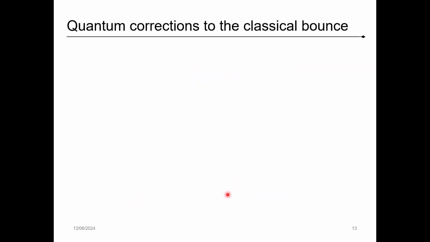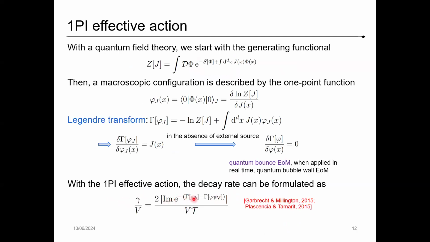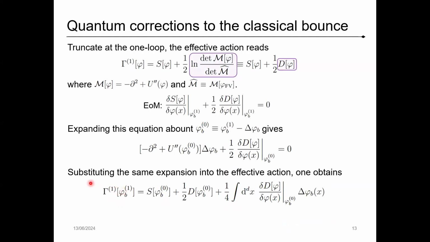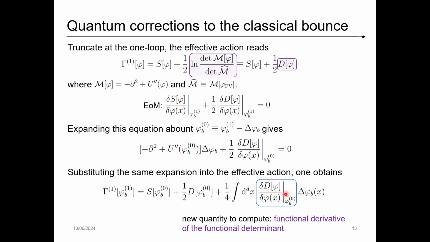So maybe I can show you. You see, this is gamma phi b. It actually gives you the decay rate. You can forget about this term, so this term can be chosen to be 0. So this will directly go to the decay rate. This means that if you calculate this quantity, you can obtain two things: one, the quantum corrections to the classical bounce, and the associated quantum corrections to the decay rate.